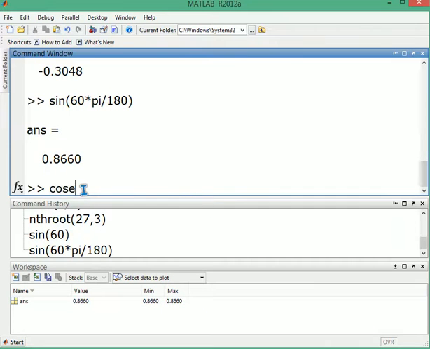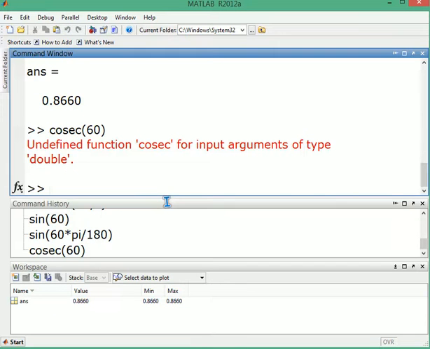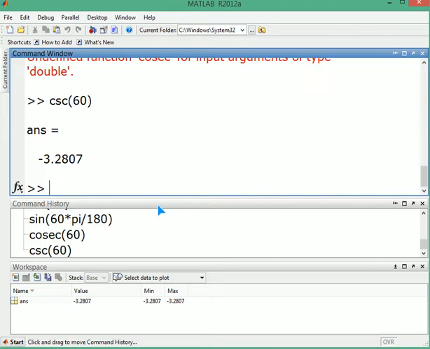Again, cosec, let's try to find out. Cosec of 60, I guess there will be a problem. Yes, there is a problem. The problem is that cosec doesn't exist. This is why I actually use this function. The function name which we are accustomed to, it is not necessary that that function is available in MATLAB, but it is available with certain different names. So cosec is available with the name csc. Let me find out cosec of 60. Yes, csc is working fine.